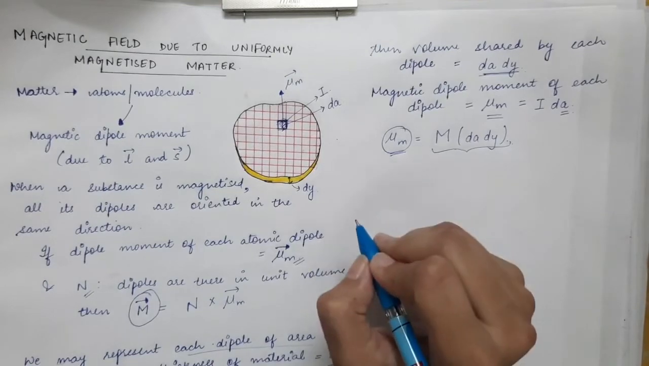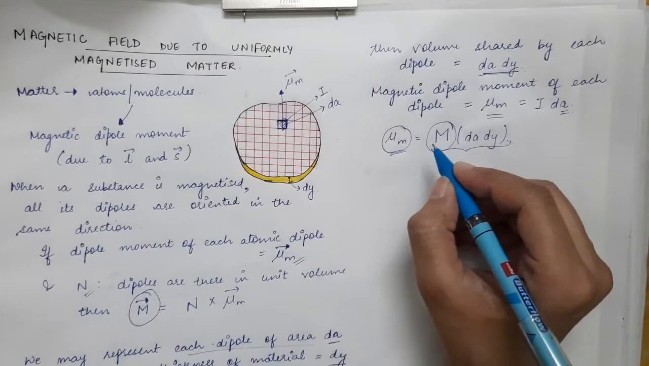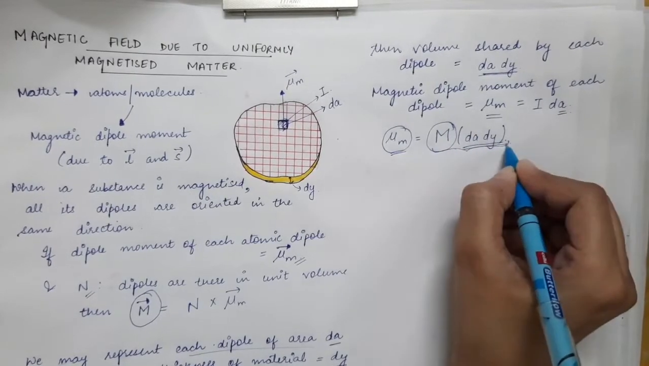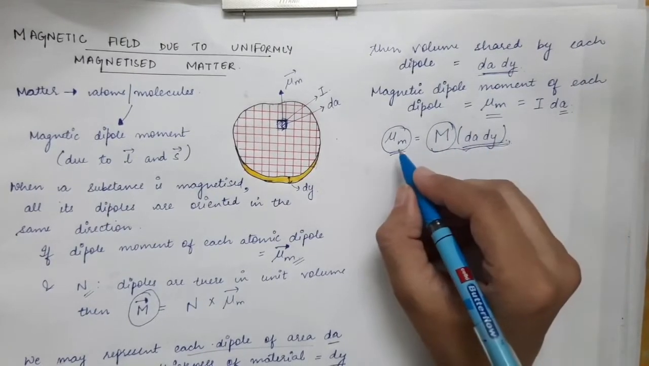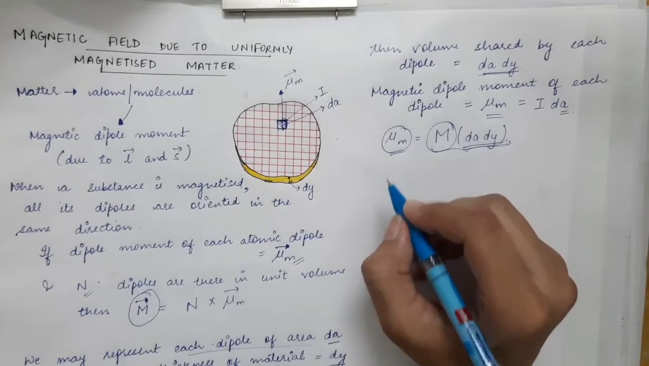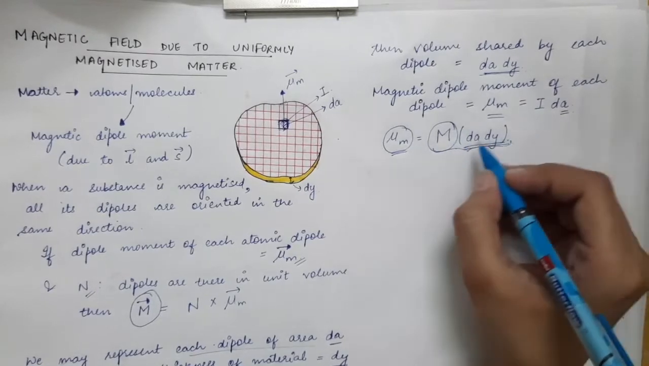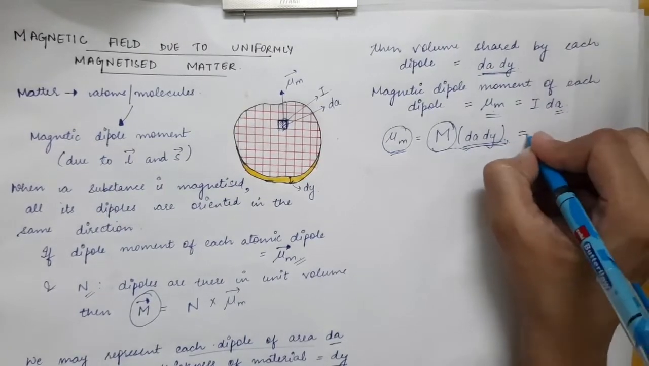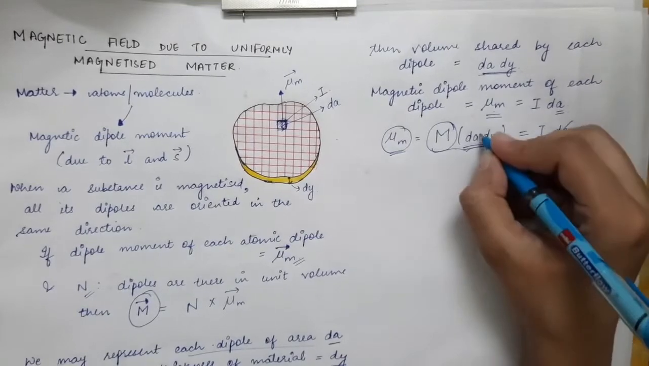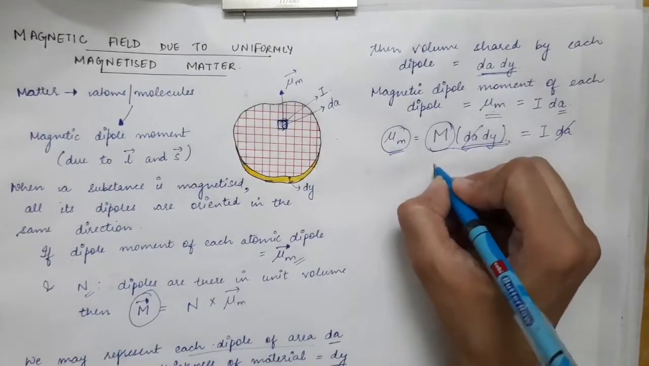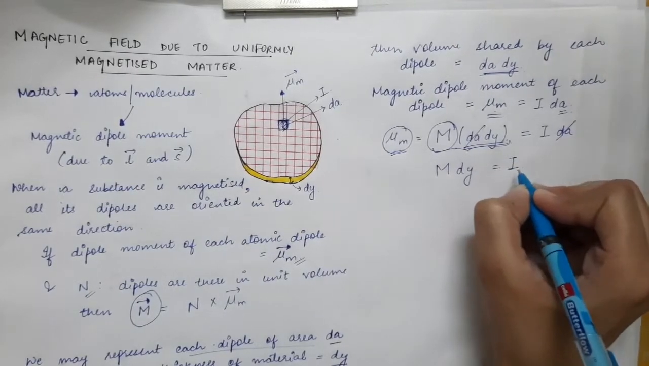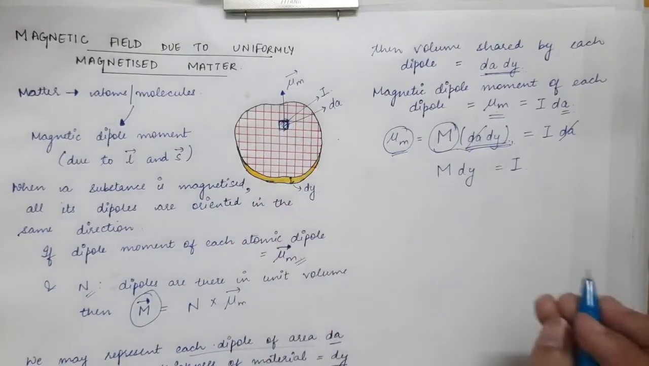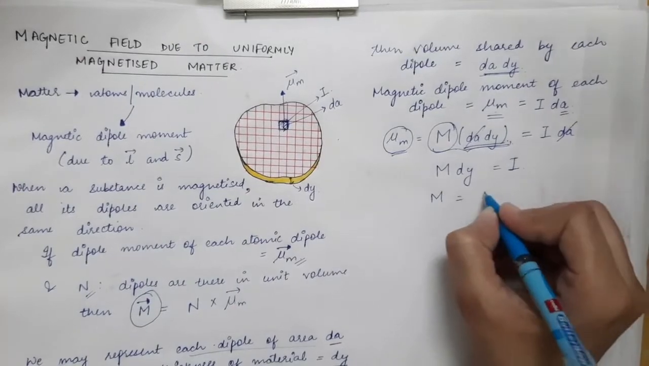So m is the magnetization, the magnetic dipole moment in unit volume. The magnetic dipole moment in unit volume times the volume of each magnetic dipole will give you the magnetic dipole moment of each atomic dipole. So mu m is equal to m into dA into dy, and mu m is also equal to I into dA. So we can put m dA dy equal to I dA. Now dA will cancel, and you will have m into dy is equal to I, where I is the current flowing in a single atomic dipole. From here you can write m is equal to I divided by dy.